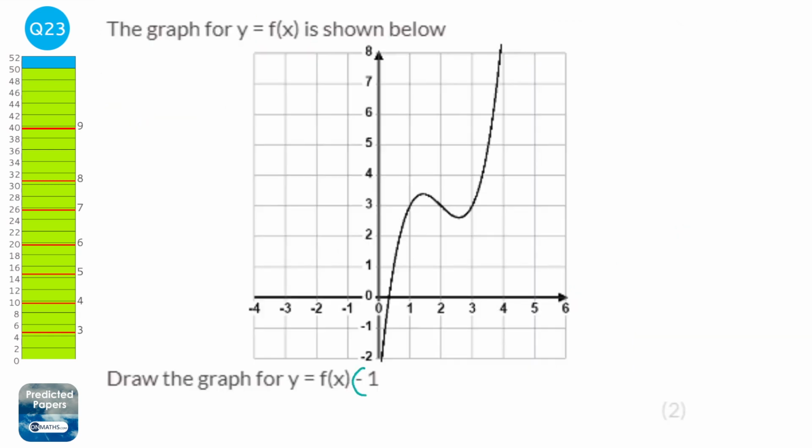We've got to subtract 1 outside the function, so all that means is we move the graph down 1. So instead of here, it's going to be down 1. Instead of here, it's going to be down 1. This bottom bit here will be somewhere down there. And just everything will be down 1. So it's not that easy to sketch, but we'll try our best to sketch it out. And we want to draw exactly the same graph, just down 1.